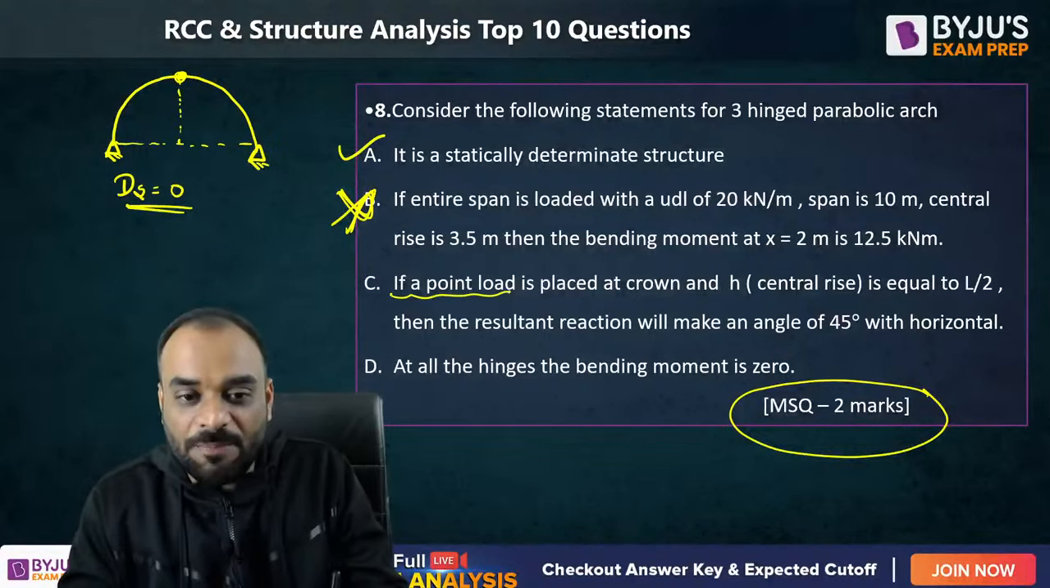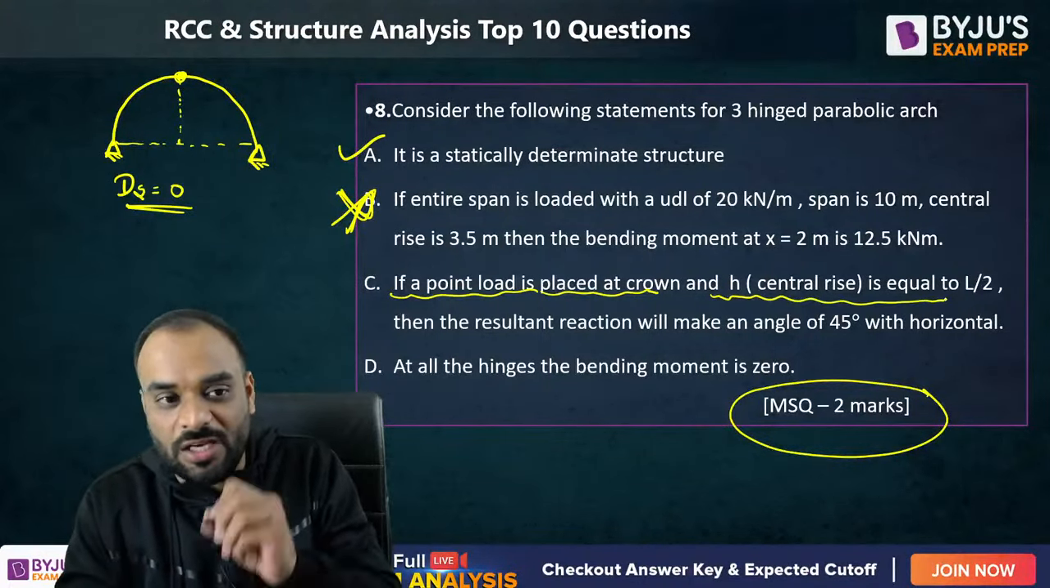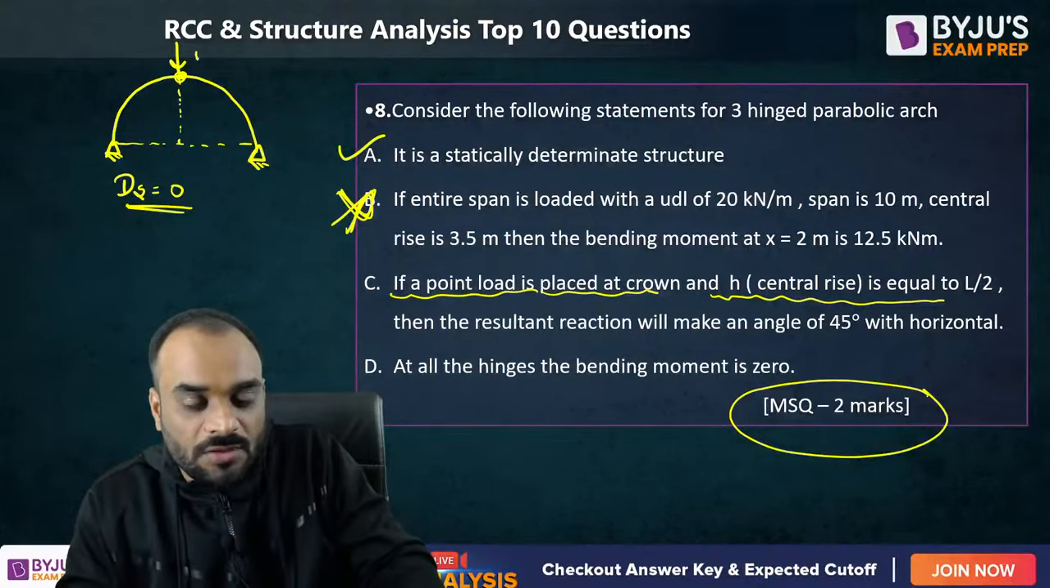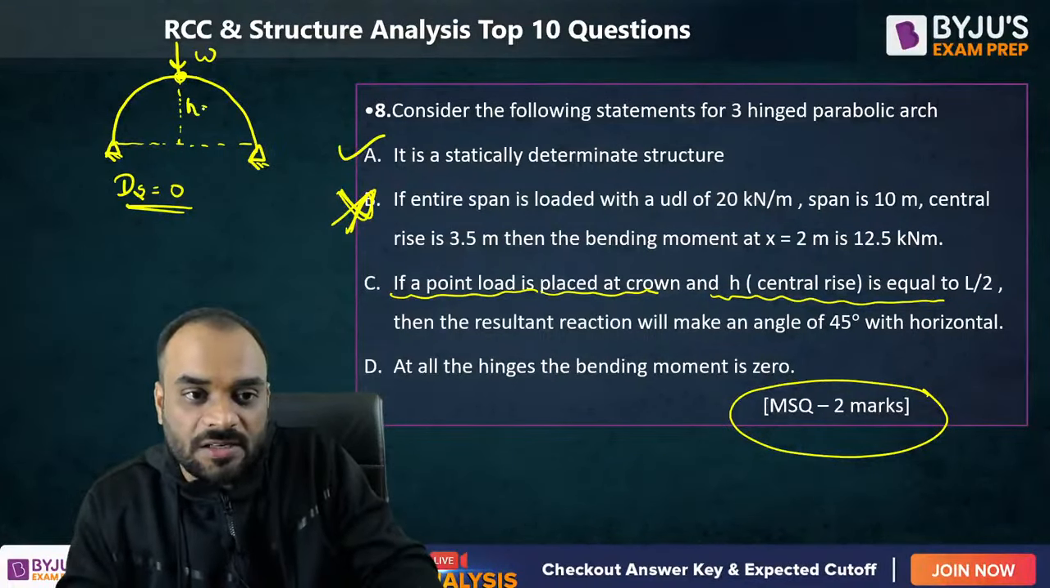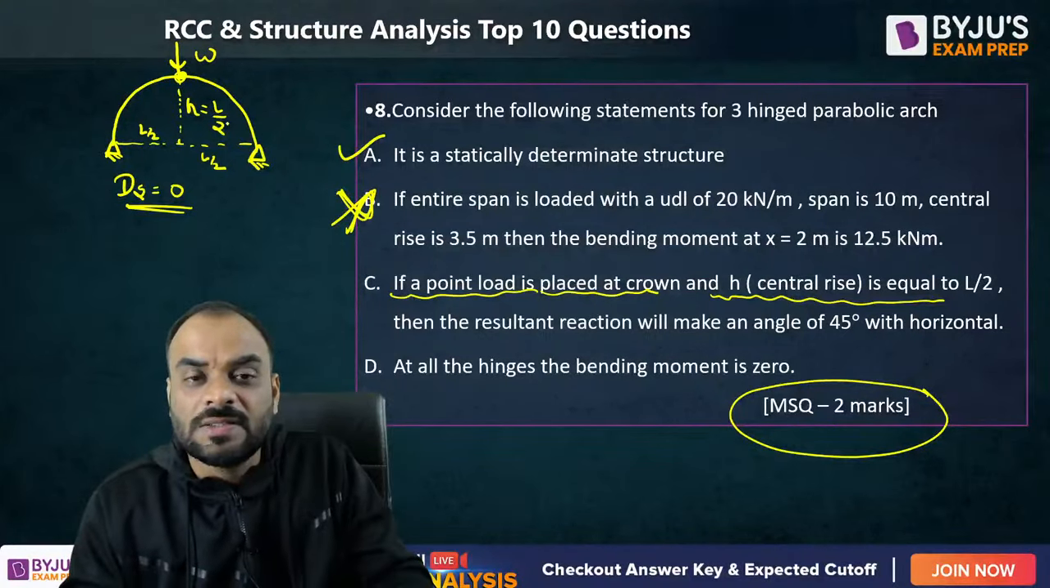Now, if a point load W is placed exactly at the crown and H is equal to L by 2, this is our central rise, which is equal to L by 2. This is also L by 2. This is also L by 2. If this H is equal to L by 2, it will become a semicircular arch.